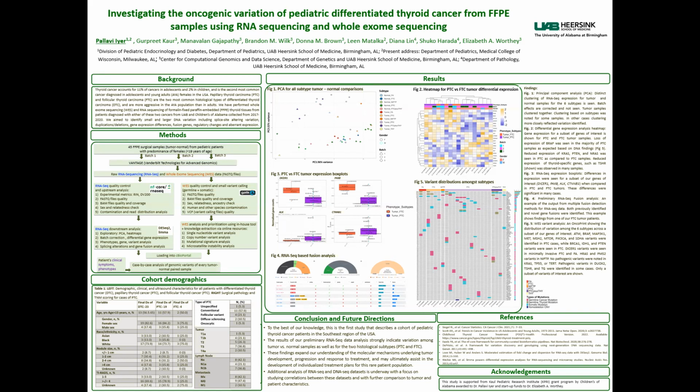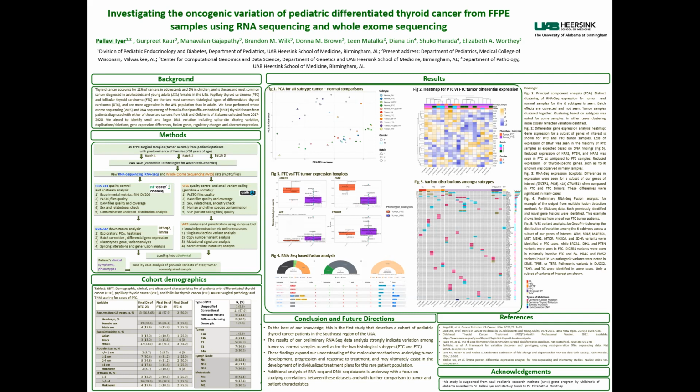Loss of expression of BRAF was seen in the majority of PTC samples, as expected based on DNA findings. Reduced expression of KRAS, PTEN, and NRAS was seen in PTC as compared to FTC samples. Reduced expression of thyroid-specific genes such as TSHR was observed in many samples.